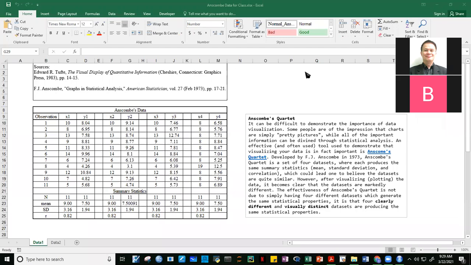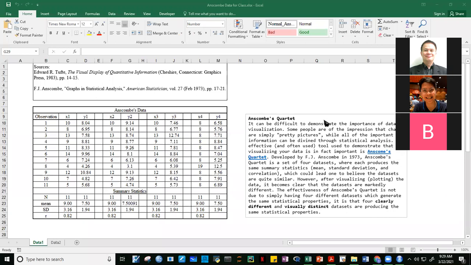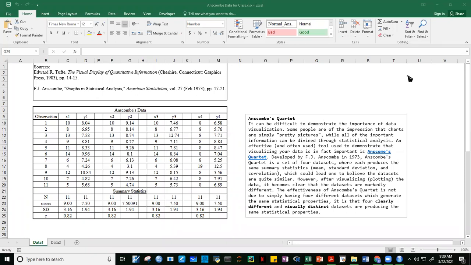We begin our discussion on data visualization with an example, a very popular example, guys, known as the Anscombe's Quartet. The Anscombe's Quartet tells us about the importance of seeing your data.